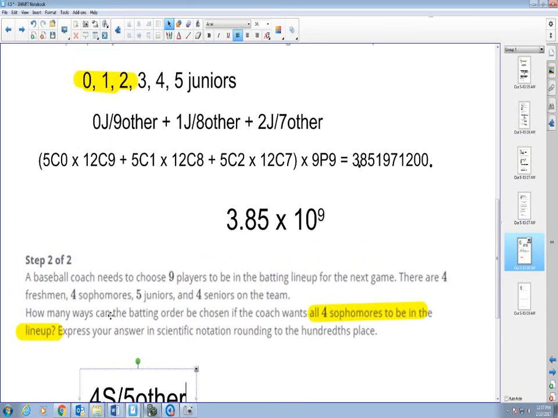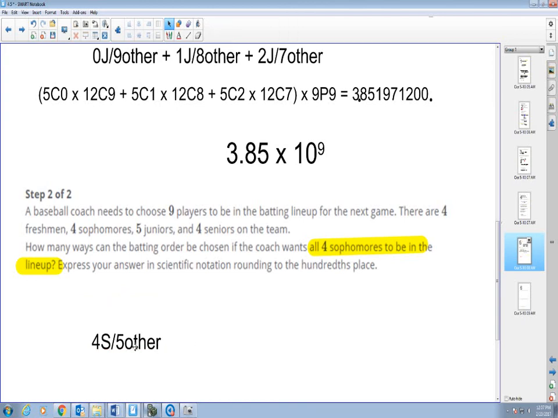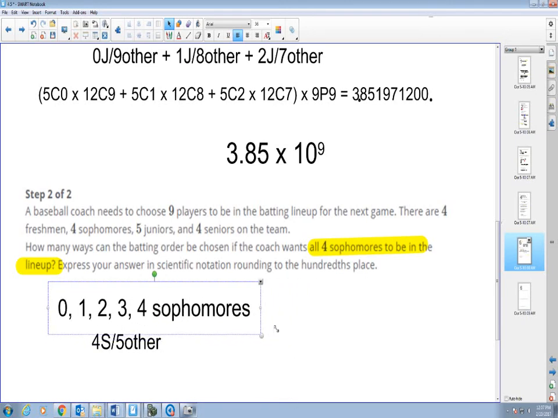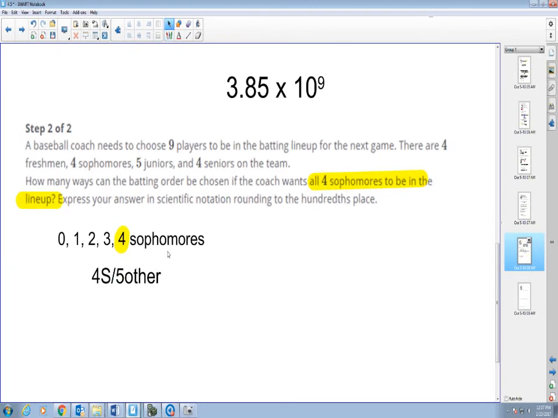But this time, the coach can select 0 sophomores, 1, 2, 3, all the way up to 4 sophomores. But this time the coach wants all 4 sophomores to be in the lineup. So that means this is only a 1 scenario problem. So 4 sophomores, and the other 5 positions have to be others.